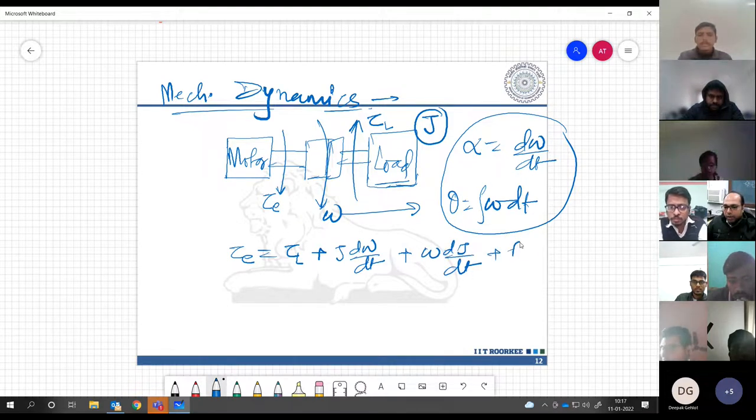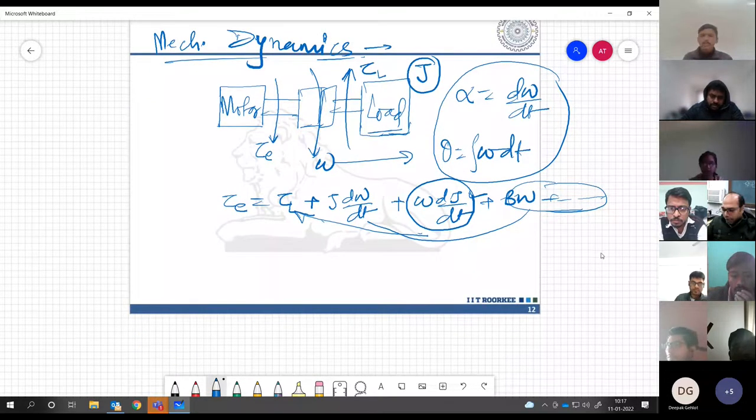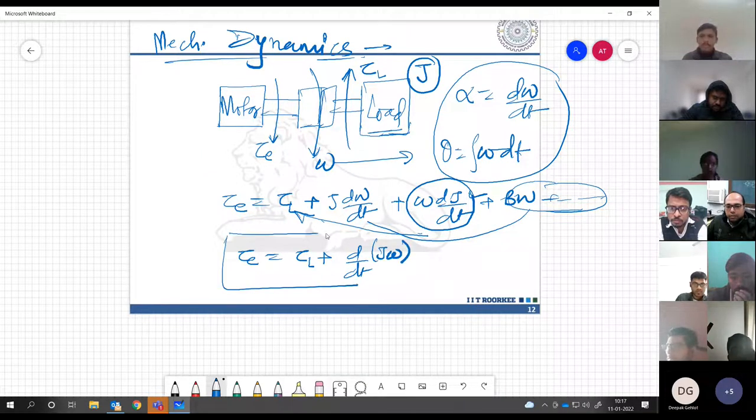Then you say B omega, then you say something else. What I feel is that this is all part of the load, this tau L. But there is a very important thing coming up here. In general, if you have to write this equation, it can be written as tau E equal to tau L plus d dt of J omega. Isn't it? So what does it say?